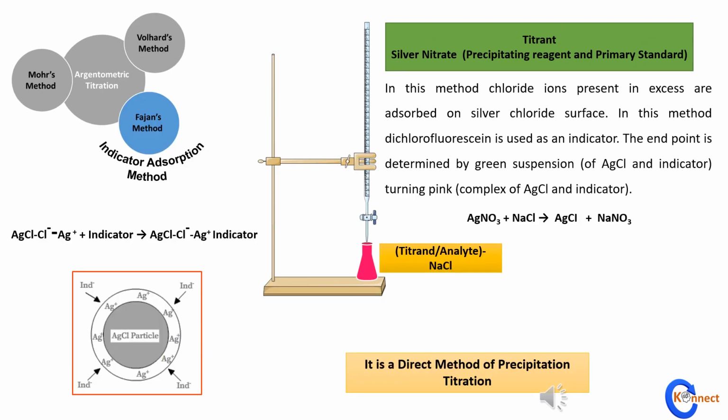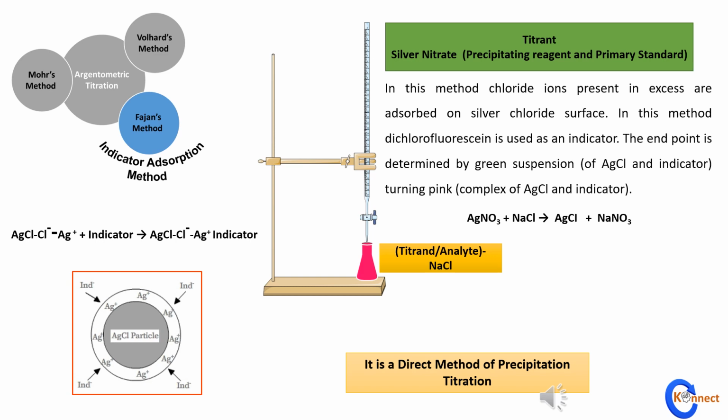This slide shows the third type of argentometric titration, which is performed by Fajans method. This is also known as the indicator adsorption method. In this method, chloride ions present in excess are adsorbed on the precipitate of silver chloride surface. The surface of the AgCl precipitate becomes negatively charged, and then the positively charged silver ions of titrant AgNO3 get adsorbed onto it. Thus the surface of the precipitate becomes positively charged now.